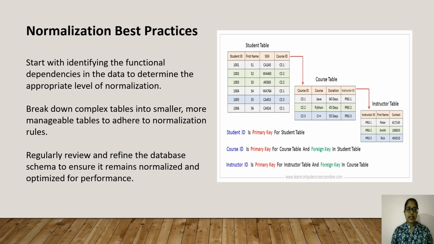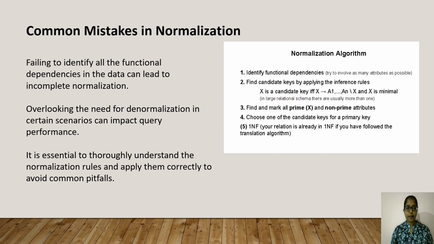Normalization best practices. Start by identifying the functional dependencies in the data to determine the appropriate level of normalization. Break down complex tables into simpler, smaller, more manageable tables to adhere to normalization rules. Regularly review and refine the database schema to ensure it remains normalized and optimized for performance.